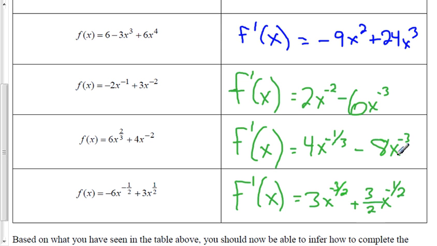Negative 2 times 4 is negative 8. Minus 1 is negative 3. Negative 1 half times negative 6 is 3. Subtract 1 is negative 3 halves. And then 1 half times 3 is 3 halves. Subtract 1 is negative 1 half.